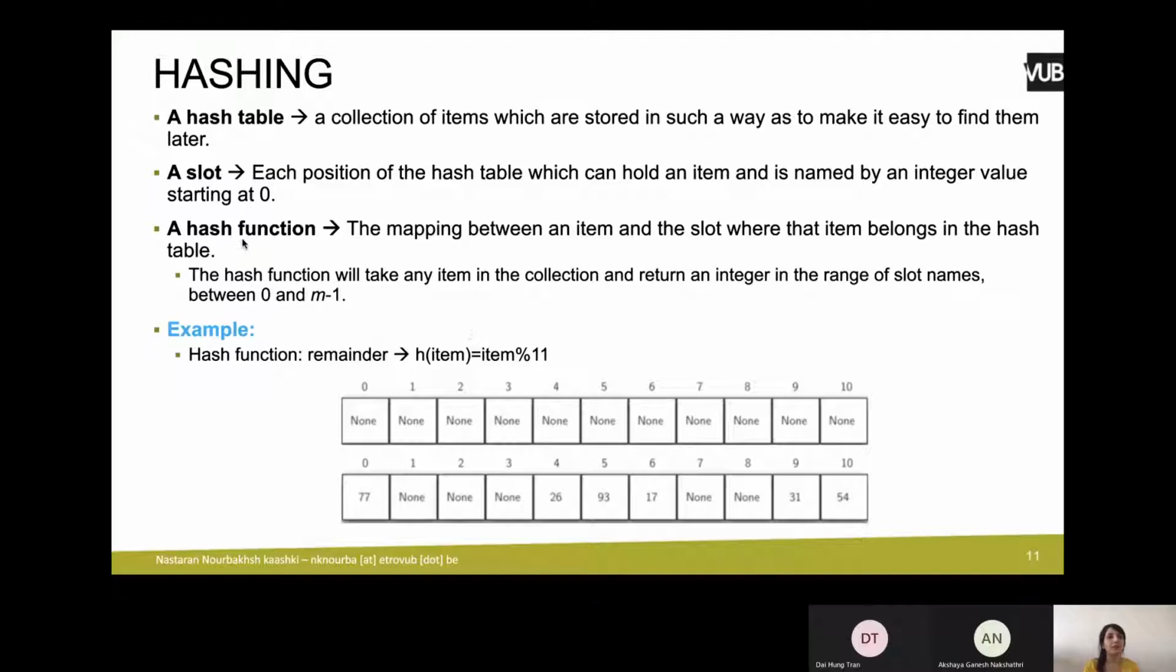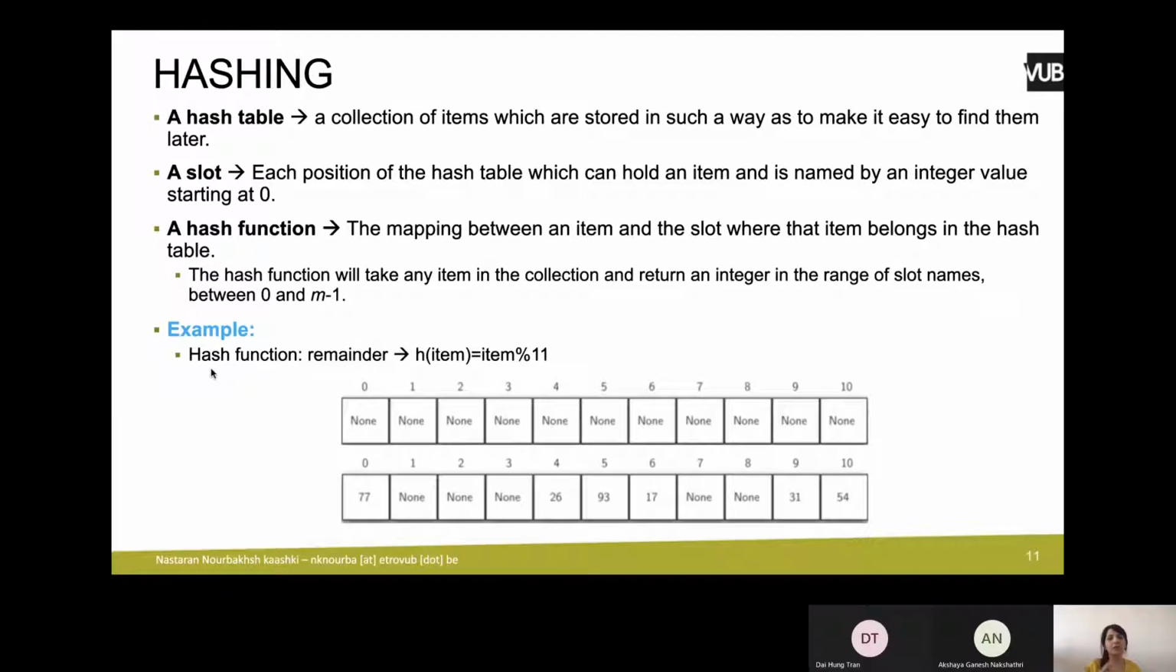And what is a hash function? It is the mapping between an item and the slot where that item belongs in the hash table. So the hash function will take any item in the collection and return an integer in the range of the slot names, between 0 and m-1, because it has m slots.